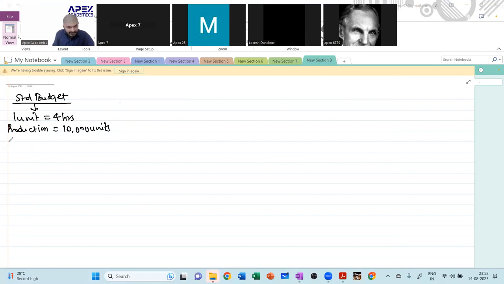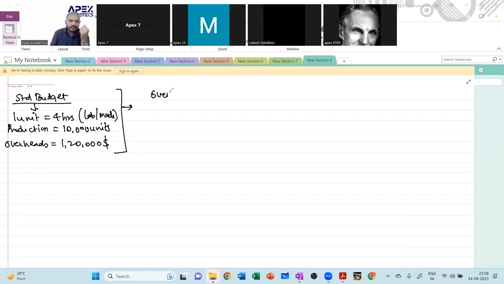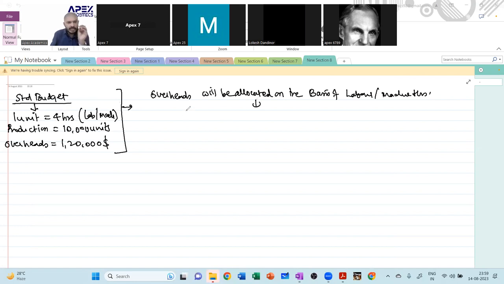And the budgeted overheads are $120,000. Let's take a look at this. 1 unit is 4 hours. This can be either machine or labor. You can take it anyhow you want to take it. So overheads are allocated on the basis of either labor or machine hours.